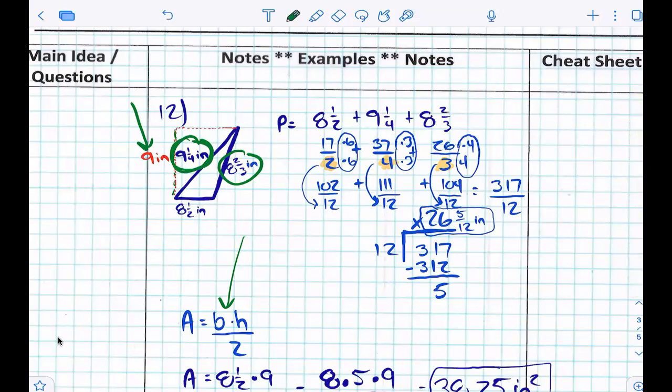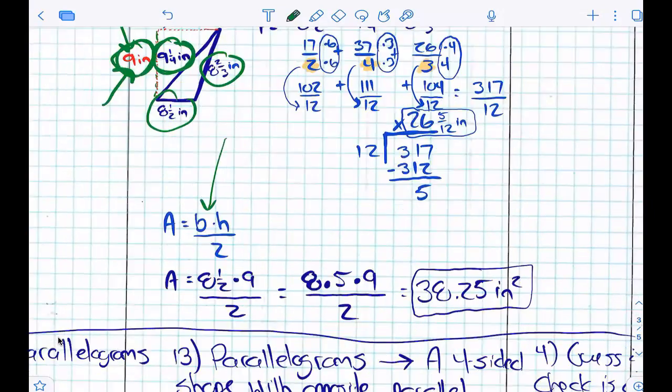Can slanty lines be the height? No. And then the perimeter of a triangle, you just add up all the numbers on the outside, right? So is this 9 right here a part of the perimeter? No, it's just telling you the height. Okay, cool.